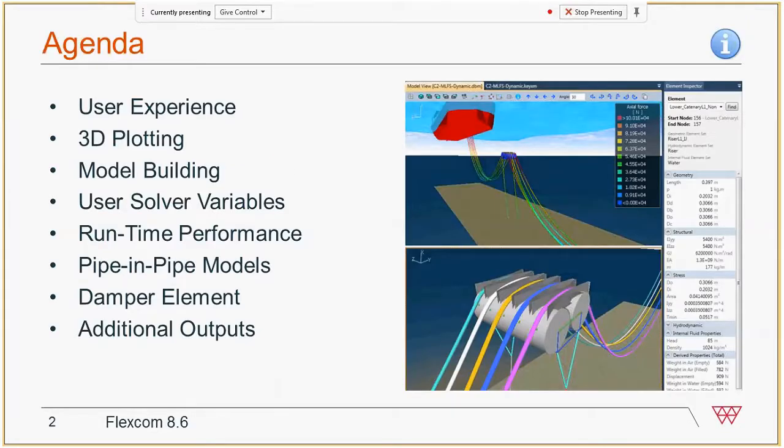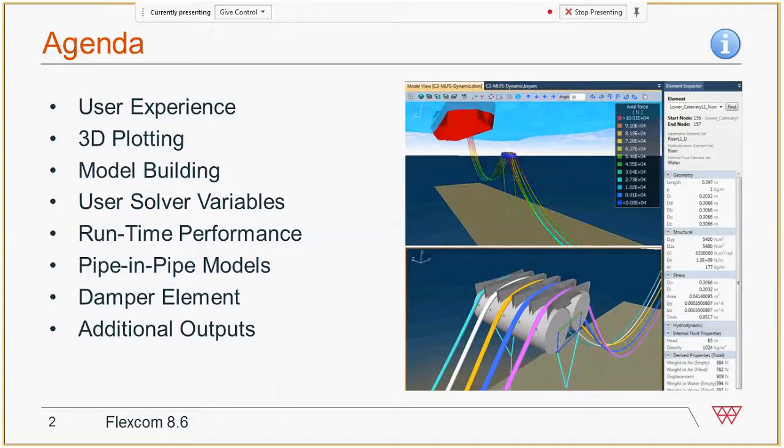I'll start by giving you a quick outline agenda. With Flexcom 8.6, we introduced a variety of new features into different categories. The first one is primarily user experience, that we've made the software faster, more responsive in terms of how you interact with it from a user perspective. We've introduced a 3D plotting feature, which is quite nice. So you can plot variables as a function in two-dimensional space. So for example, if you're doing a regular wave matrix, you can plot, say, maximum tension or moment as a function of both wave period and wave direction. It just gives you a nice overview of the engineering data.